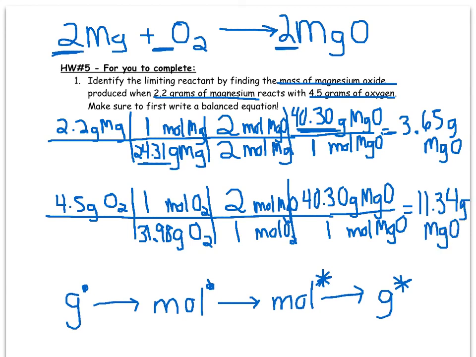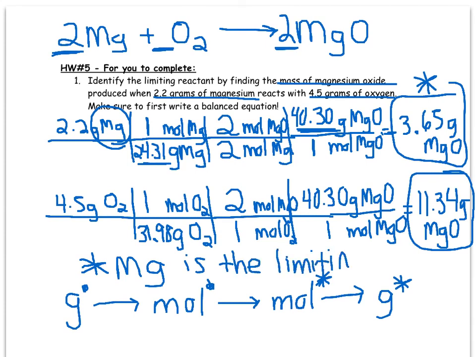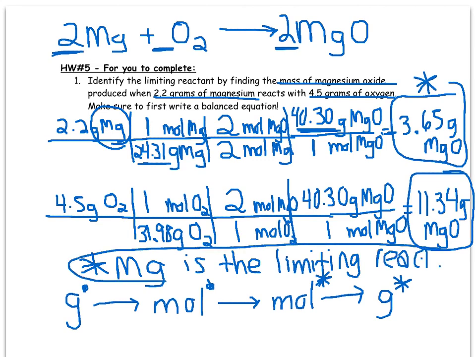Now the very last step in a limiting reactant problem is to decide which of my 2 products, this one or this one, is the smaller number. Clearly, the top number is the smaller number. So you look at the beginning of the equation and you find out that magnesium was the reactant that led to that smaller product. So then you finally write Mg is the limiting reactant. And circle your answer, and you are done.